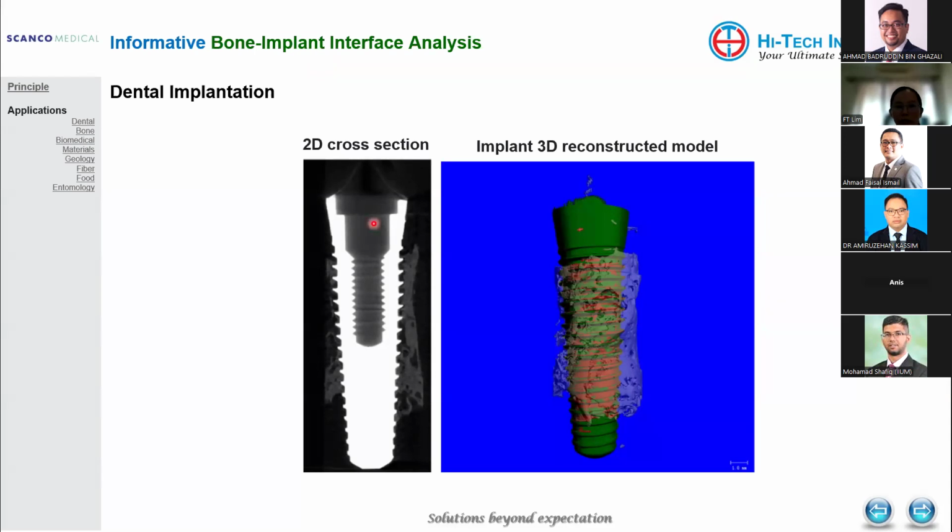So from this image here, you can see this is green, which is the implant. This is transparent, which is the bone. And you can see there's some red color here. The red color parts are the regions where there is interaction, there is direct contact between the implant and the bone itself.